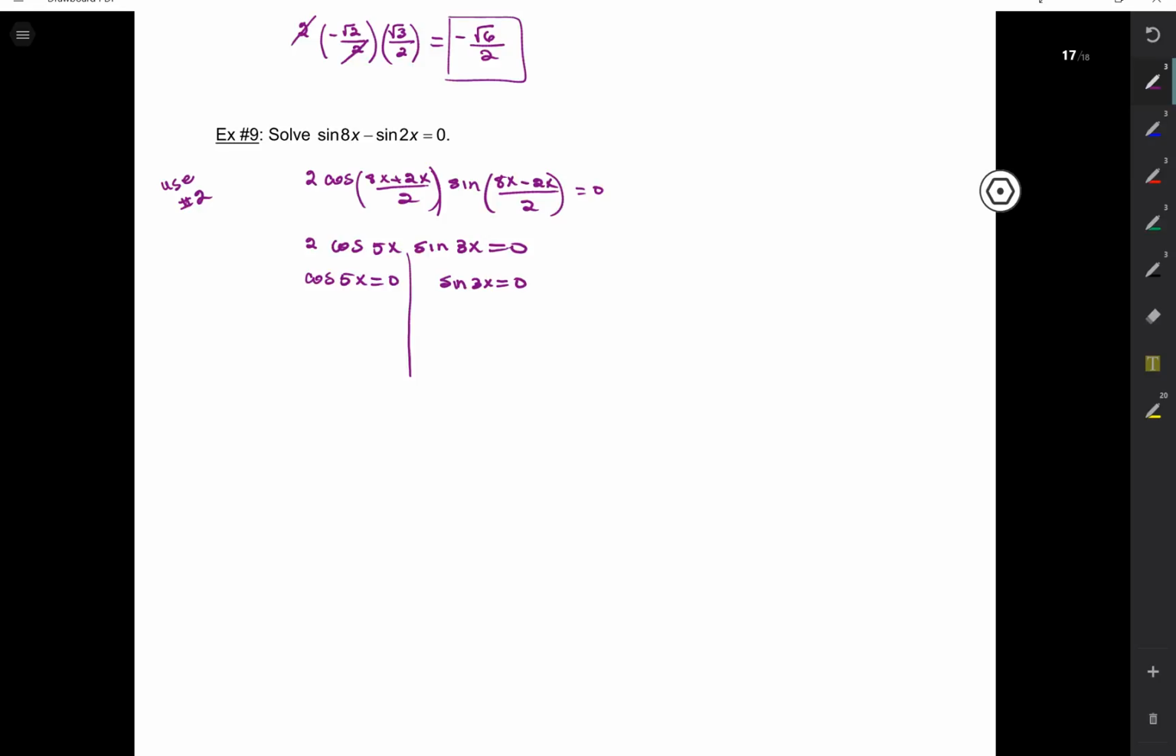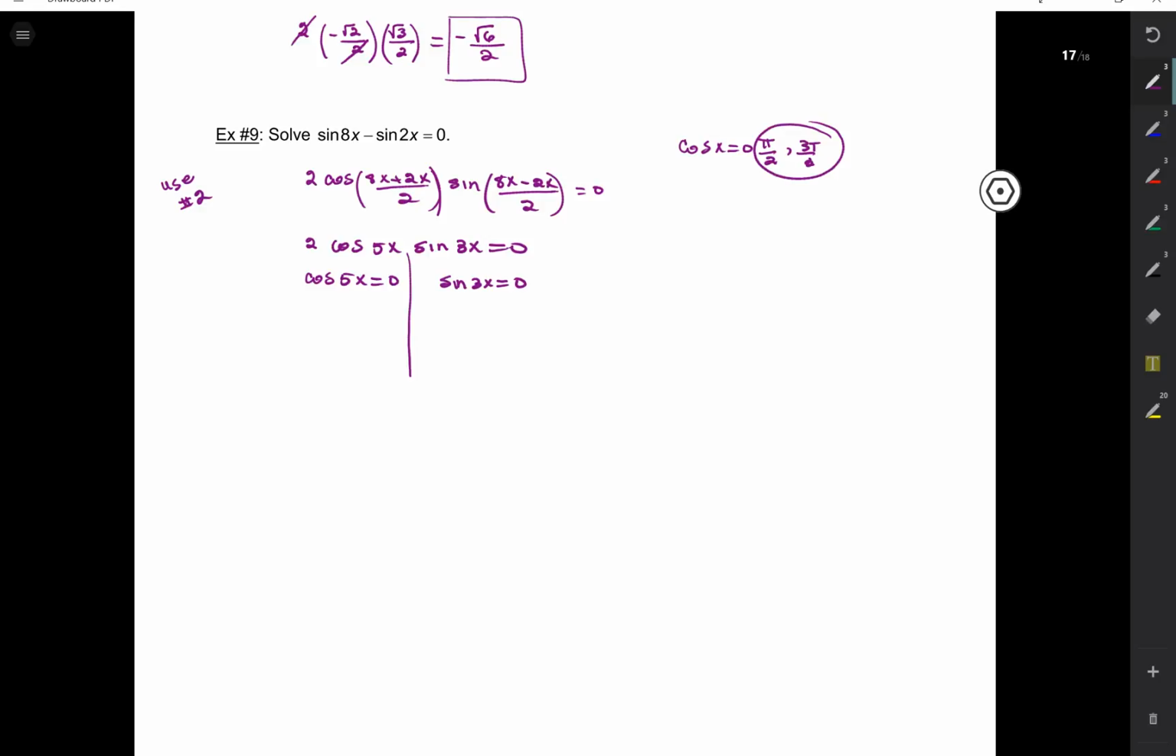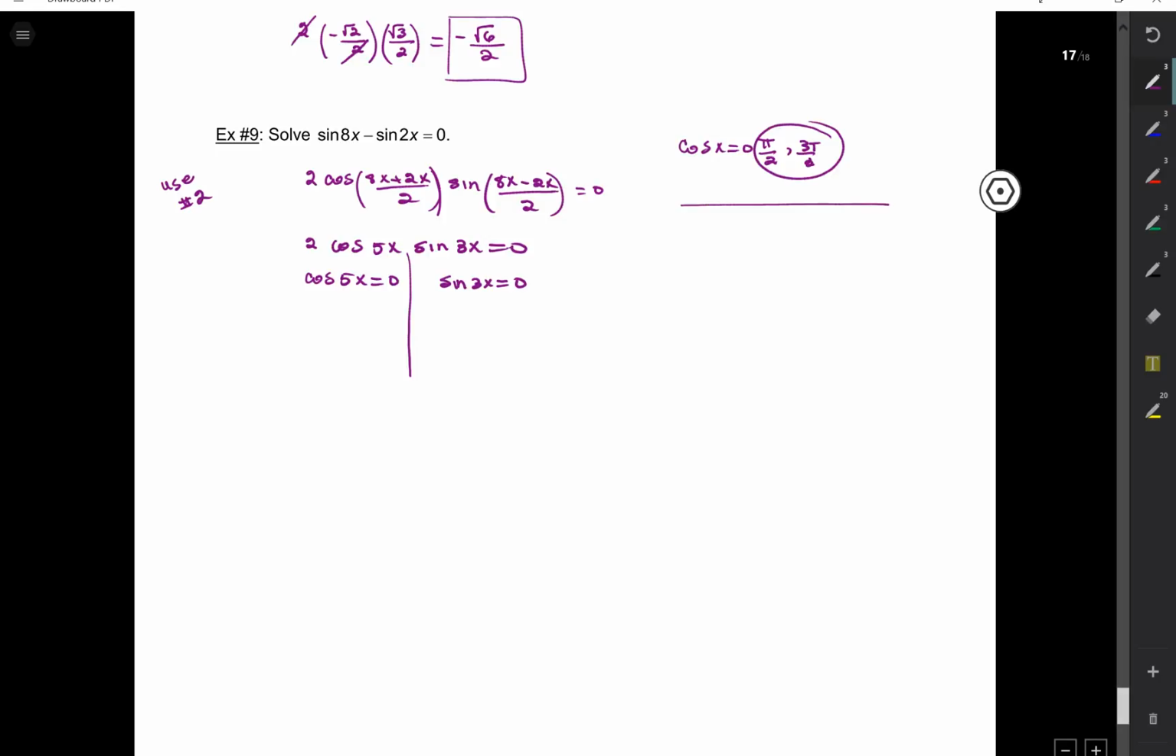Pi over 2 and 3 pi over 2. So, cosine of x is 0 at pi over 2 and 3 pi over 2. Right? Cosine of x is 0 at pi over 2 and 3 pi over 2. Now, but this is cosine of 5x. Let's see what the difference is. If I graph cosine of x, what's going on here? Look, if I graph cosine of x, more or less that's what it looks like, right? What happens if I graph cosine of 5x?